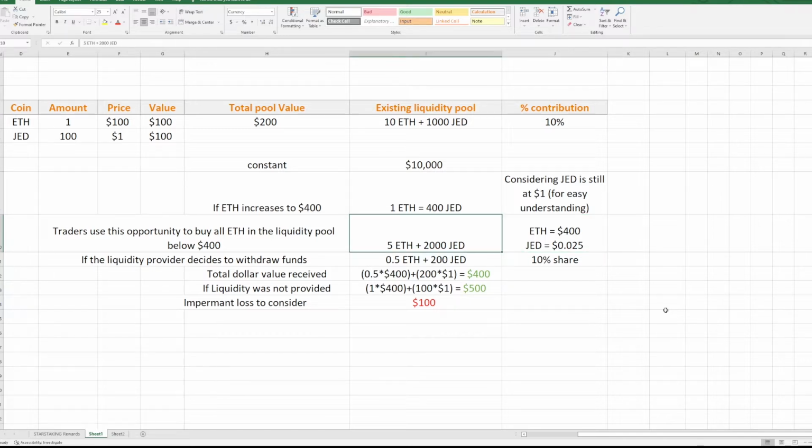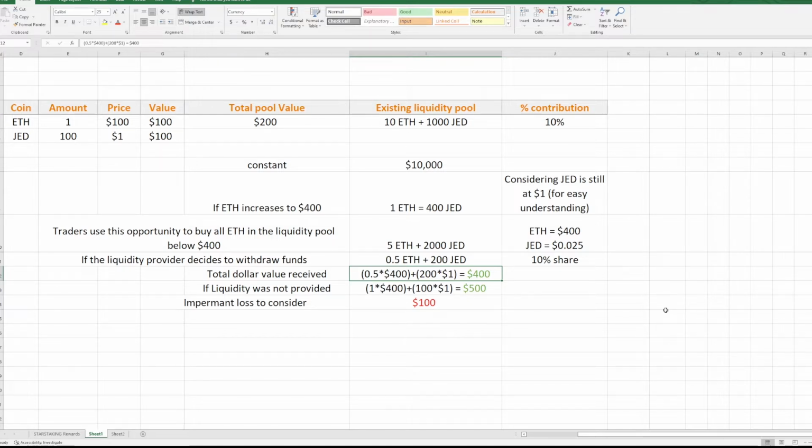Now, with all this trading going on, let's assume the total existing liquidity pool that earlier had 10 ETH and 1,000 JET tokens has now reduced to 5 ETH and increased to 2,000 JET tokens respectively. Now, the new pool ratio that you can actually withdraw, considering your contribution, is 0.5 ETH and 200 JET tokens. Now, taking that and multiplying with the actual value of ETH after the change to $400, you would be getting a dollar value of $400.